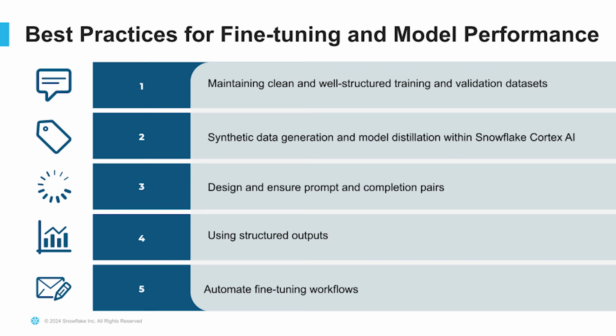In addition to that, you want to make sure you design and ensure prompt and completion pairs are well aligned and cleanly structured in a Snowflake table with columns named prompt and completion. This keeps the total tokens for prompt and completion well within the model context window limits. Next, you want to use structured outputs when you want the model to respond in a specific machine readable way. Start with 100 high quality examples to balance fine-tuning time and effectiveness.